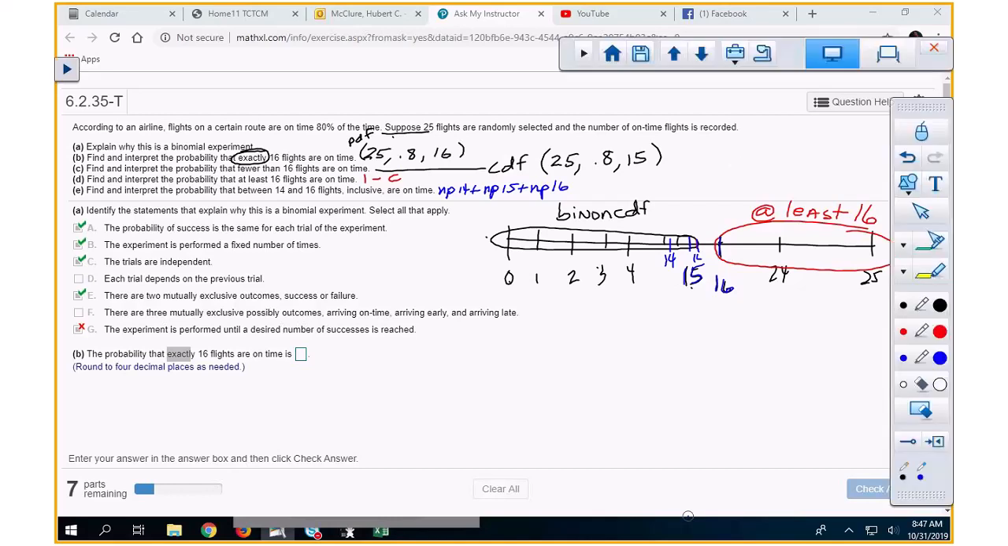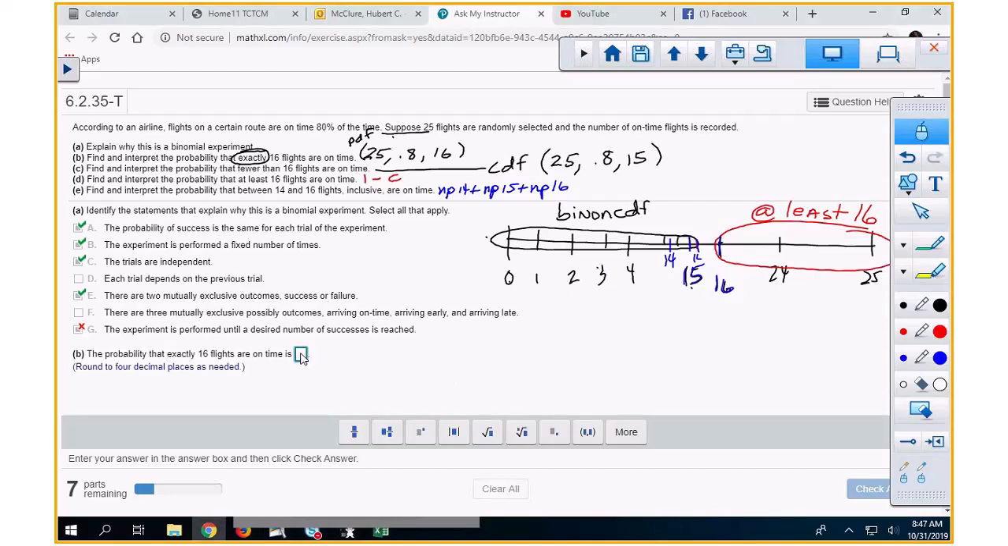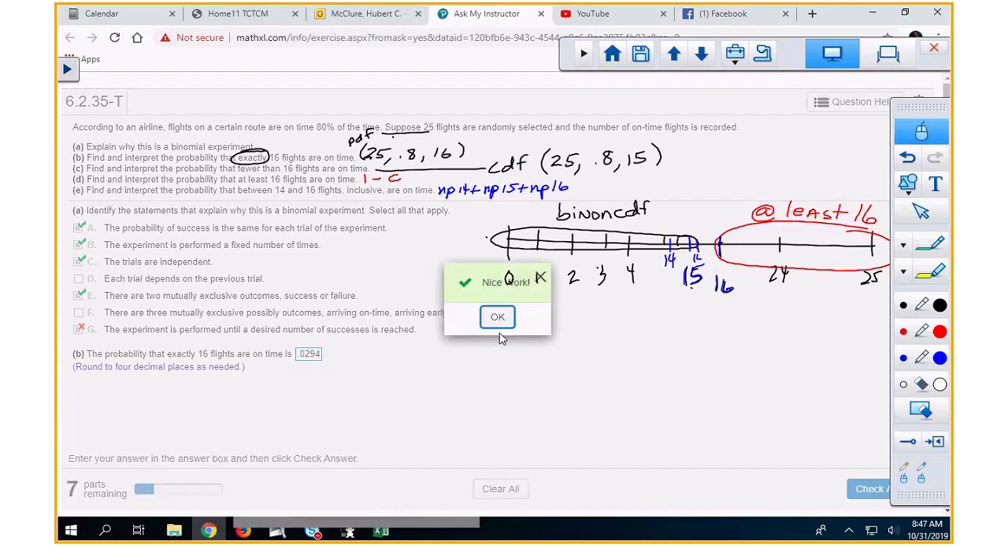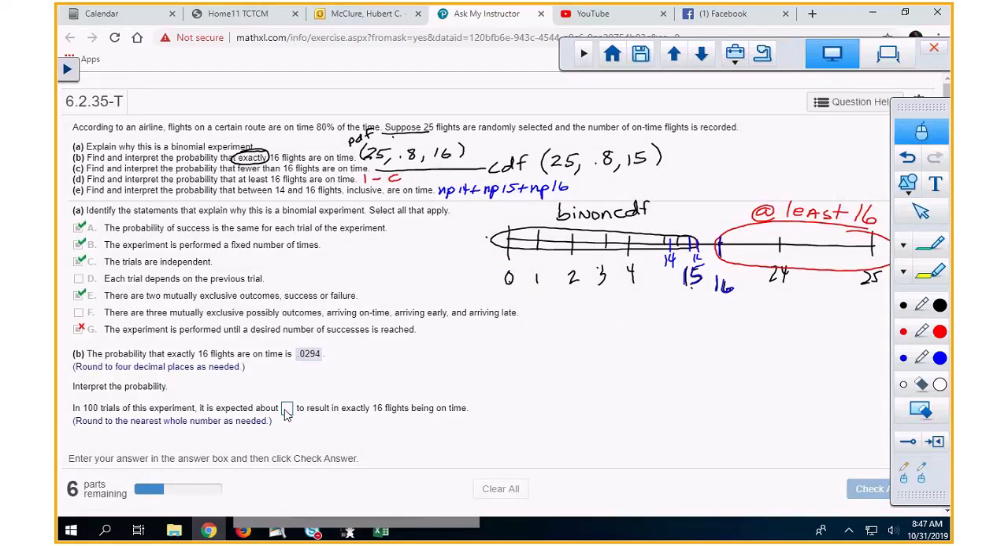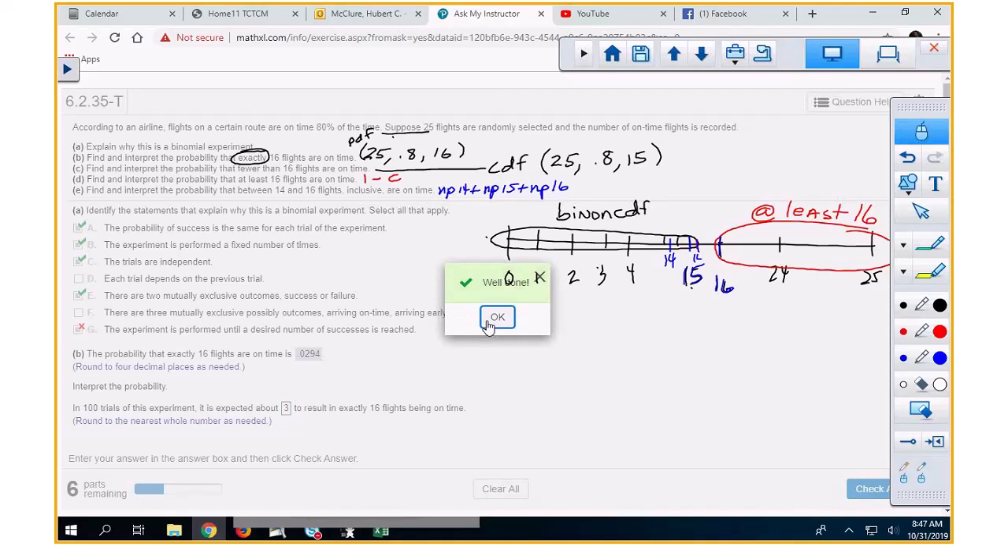It's just too much trouble to do it with a mouse and a calculator. I'm sorry. Somebody give me 4 digits. Point 0, 2, 9, 4. Thank you for not setting me up. All right, next one. Somebody give me CDF 25, 0.8, and 15. That's asking for 100 jobs right there. This is those stupid questions they ask. I can't stand these questions.